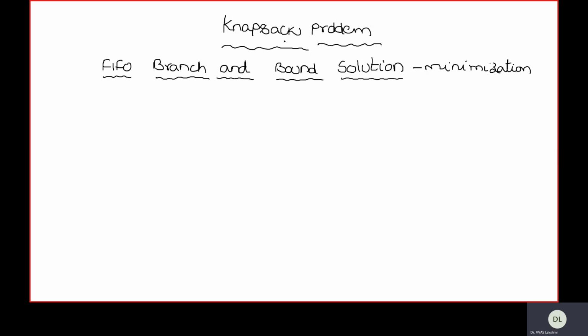So whether it is LC branch and bound technique or FIFO branch and bound technique, we need to calculate lower bound and upper bound. Lower bound, this is an upper bound. So while calculating upper bound, fractional items are not allowed. Fractionals are not allowed.